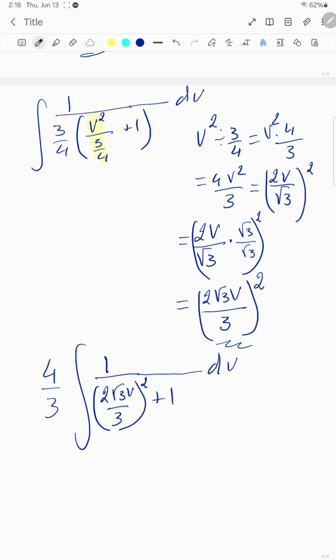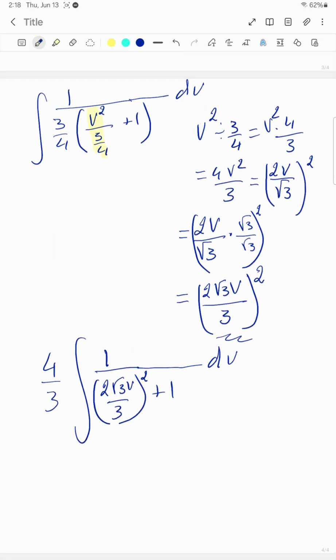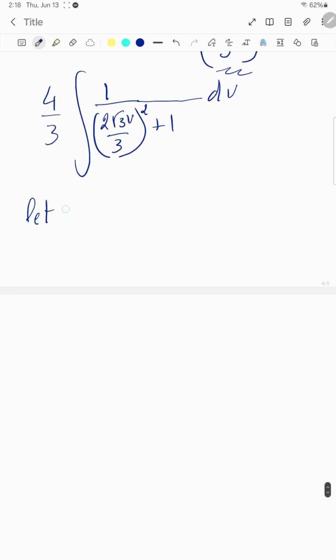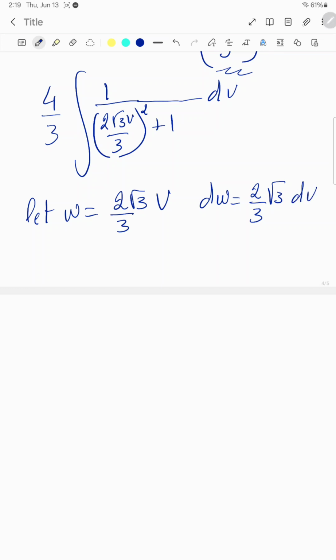Now I can take w equal to square root of 3 divided by 3 v. So here I say let w equal 2/3 times square root of 3 v. So dw is equal to 2/3 square root of 3 dv. So my dv is equal to 3 times dw divided by 2 square root of 3.